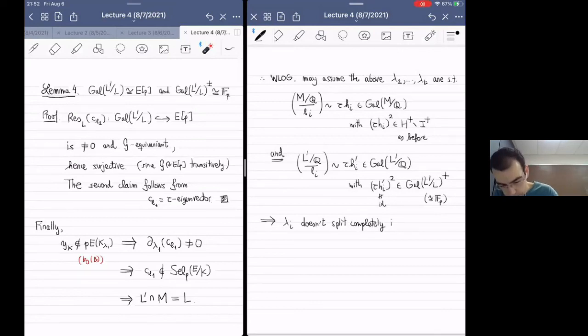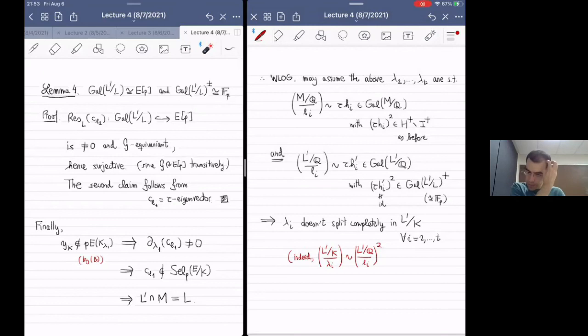In this extension, L prime. Okay, that's for all i between 2 and t. Okay, so indeed, this is because we can quickly compute again the Frobenius of this prime. And that's going to be, again, these primes are inert, so we get the square of this guy, which is conjugate to this tau_i prime square, which we have chosen to be non-trivial.